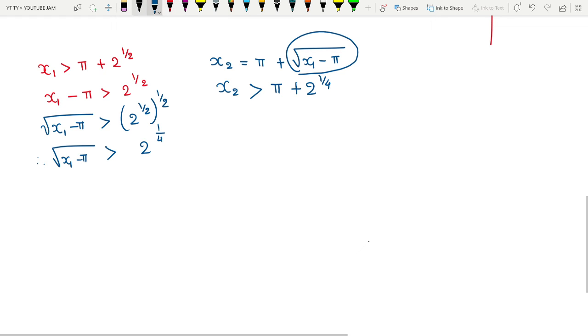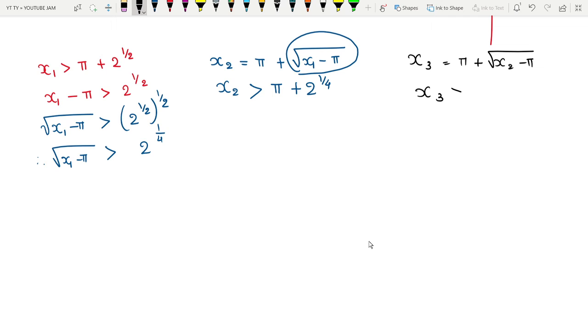So I just request students to observe. Similarly, my x3 would be pi plus root of x2 minus pi, and x3 would be greater than pi plus 2 raised to 1 by 8. Similarly, if I keep on going, whatever my xn is, it would be greater than pi plus 2 raised to 1 by 2n, right? So 3 gave me 6, so n should give me 2n.